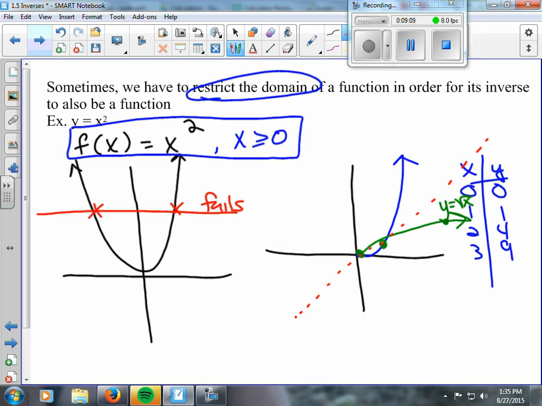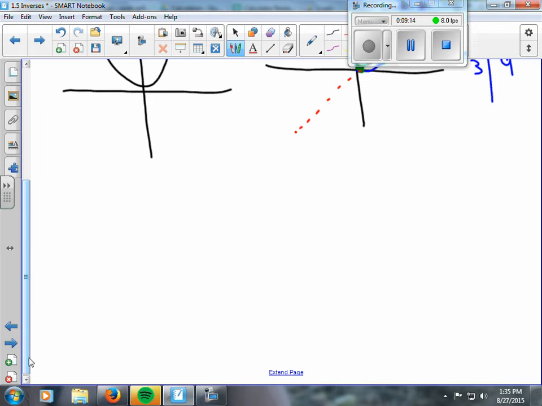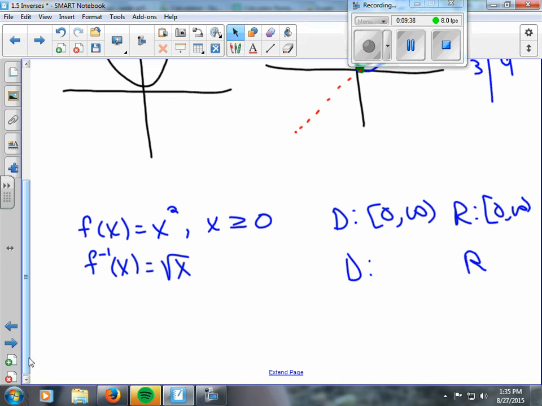And so if f of x is x squared, comma, x has to be greater than or equal to 0, then f inverse is square root of x. The domain of this is 0 to infinity by definition, and so is the range. And that's also your domain and range in the inverse. And it works nicely that way. Okay, that's all I have.